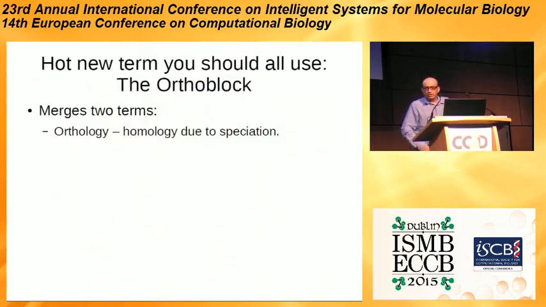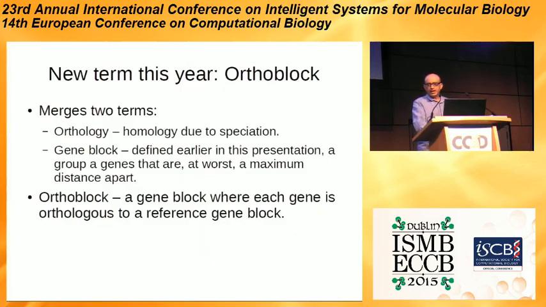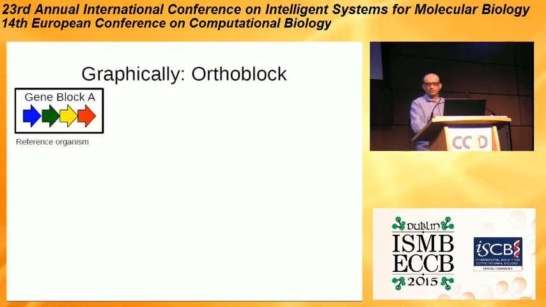So a new term you should all use, the ortho block, and that merges two terms, and we informaticians love to make up terms, right? So orthology, which is homology due to speciation, the structural genome, and these are two descendants. This is speciation, and we have two different blocks here, and a gene block, which was defined earlier. So an ortho block is a gene block where each gene is orthologous to a reference gene block.